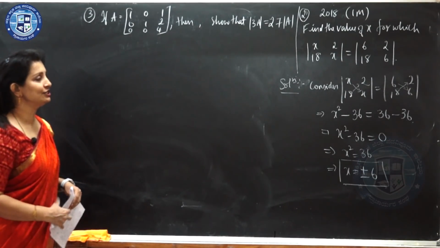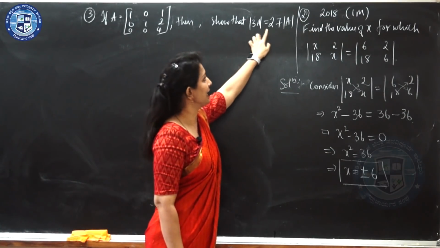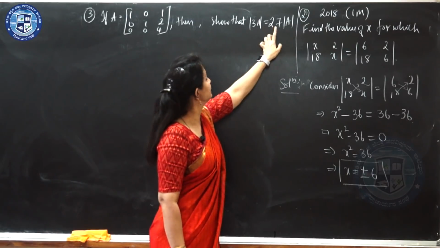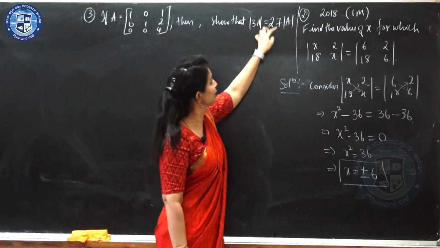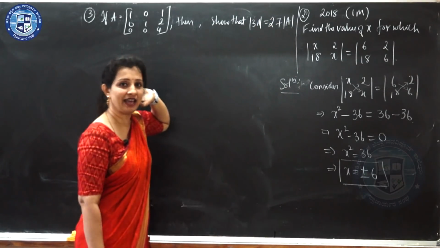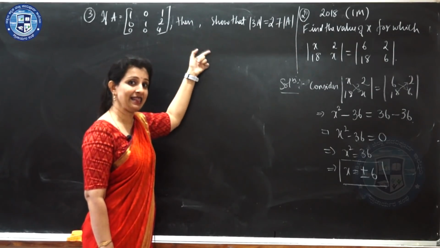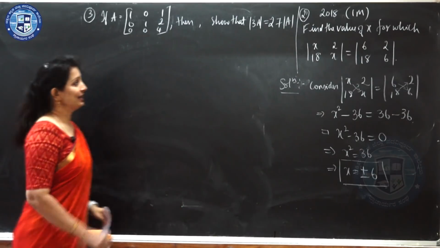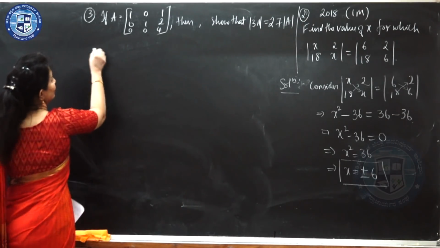This is a property which you have taken as a note. 3 times determinant A is equal to 3. Since the determinant is of order 3, it is 3 to the power 3, that is 27 into determinant A. So what is the formula we had? Determinant of kA is equal to k to the power n into determinant A. Using the same, but you have to prove this. Alright. So, solution.